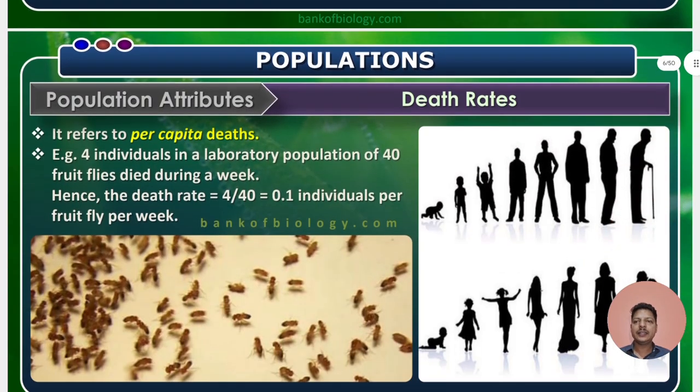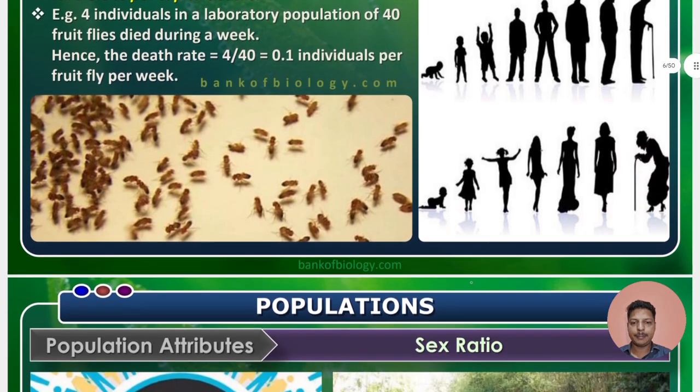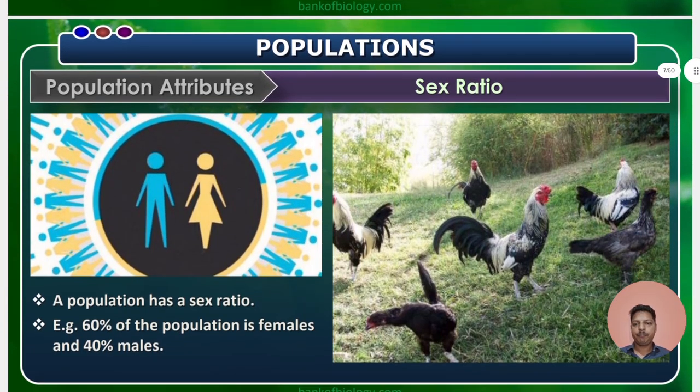Same as death rate, here it refers to per capita deaths. Example: 4 individuals in a laboratory population of 40 fruit flies died during the last week. Hence, the death rate equals the number of individuals died upon the total population, that is 4 divided by 40, equal to 0.1 individuals per fruit fly per week. It is the death rate. Next is sex ratio. A population always has a sex ratio. Example: 60% of the population is female and 40% are male.